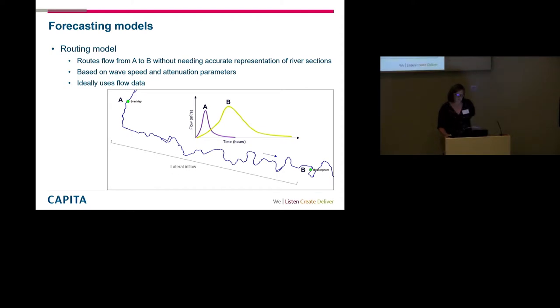Routing models are a very simplistic model that route flow from A to B without representing regular river sections. So you have wave speed and attenuation parameters that are used to try and transform the flow hydrograph from point A to point B. You've got inflow at point A, and what you're trying to do is make the model create this hydrograph at point B. Having good quality flow data, again, at the up and downstream locations is vital for good calibration. In your calibration, you'll tend to have observed data going in at point A, but during a forecast mode, you'll probably have a PDM or rainfall runoff model going in at that location.